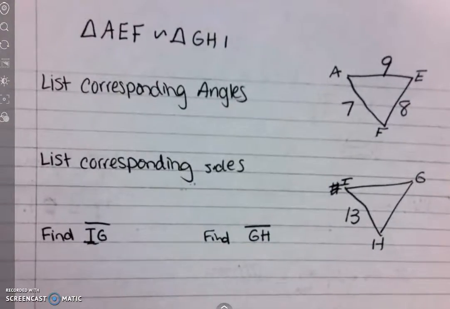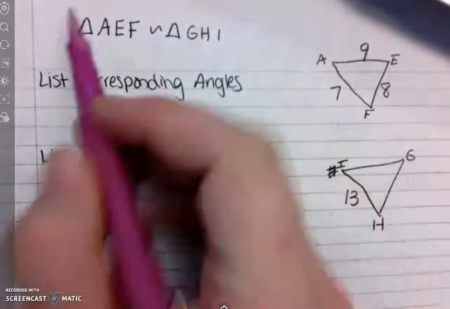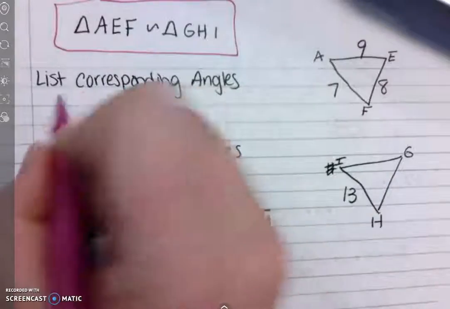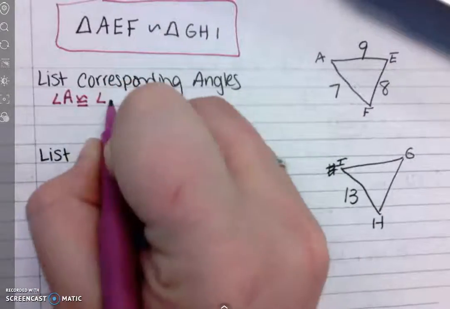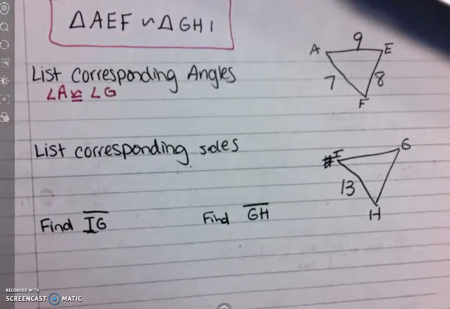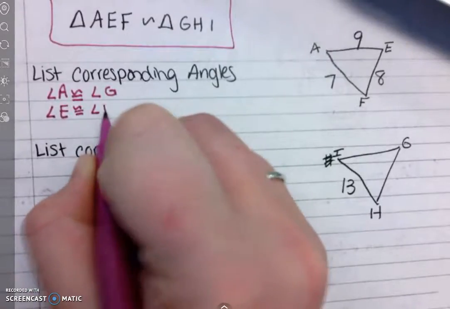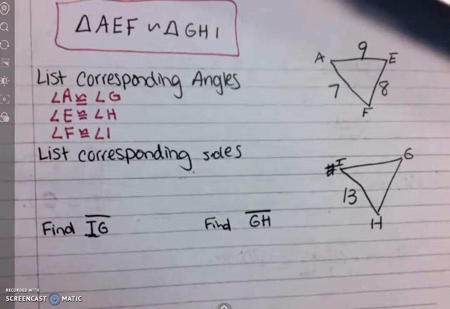Then you're going to have a problem where you have to list the corresponding angles. Again, don't even look at the picture. Look at just the similarity statement. So I'm going to do angle A is congruent to angle G. Remembering that all the angles are always going to be congruent, but the sides are going to be similar. Congruent is equal, right? Similar is they're proportional, right? Okay, so angle E and angle H, angle F and angle I. So those are all the angles.